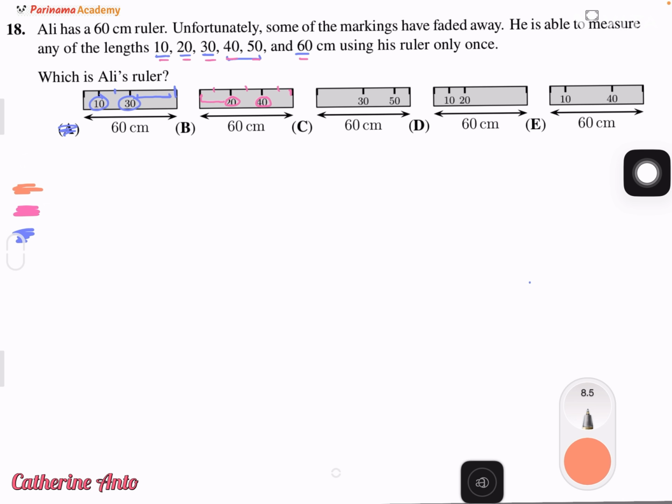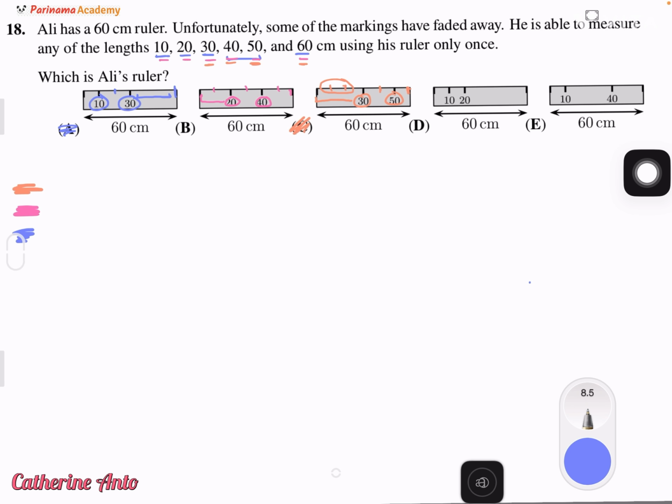Looking at C, we have 30 and 50. And we know that 60 is at the end. We can find out 40 since it's the halfway mark. And then now we have to find 10 and 20. So 10 and 20 should be somewhere around here, but we can't have an exact one, so C is probably not the answer.